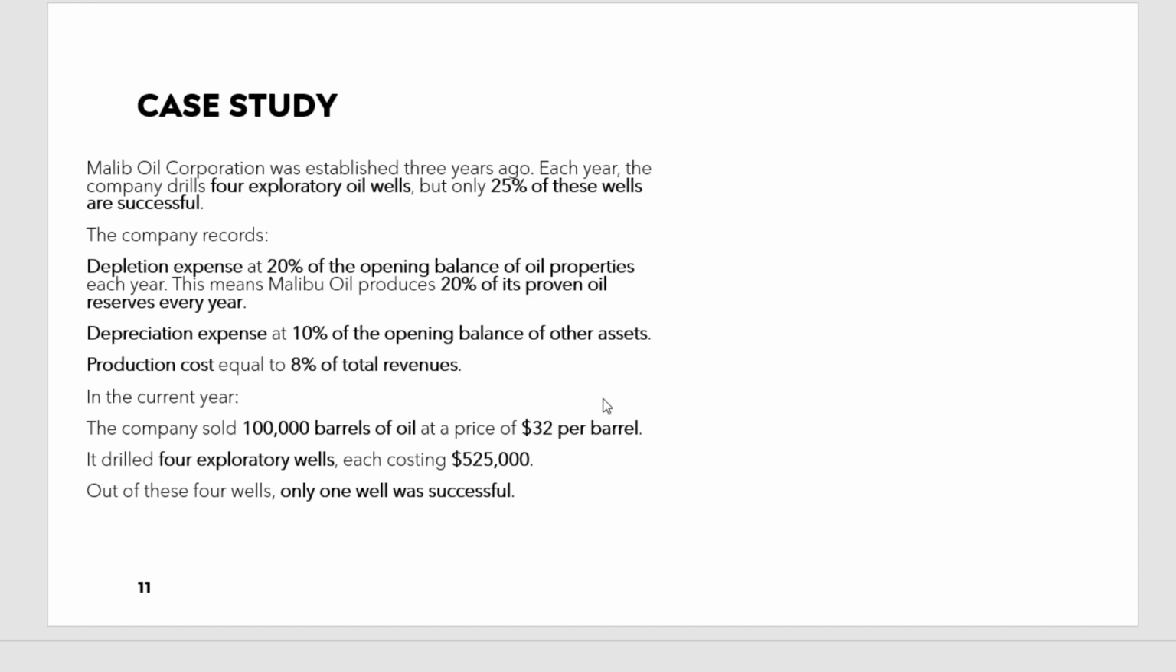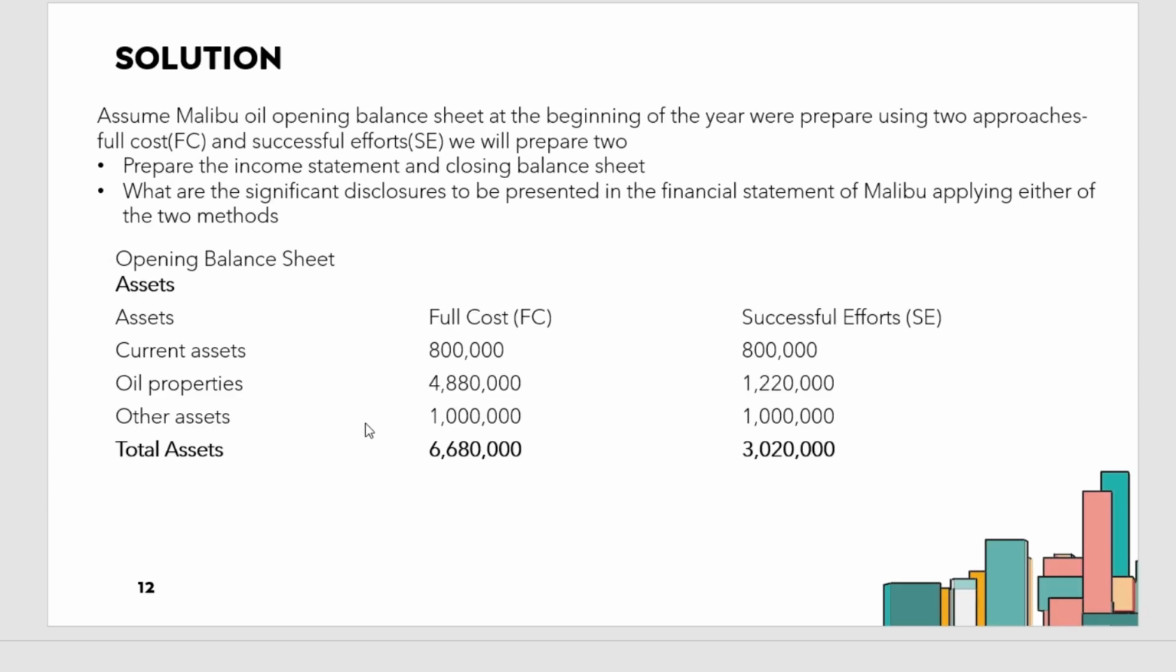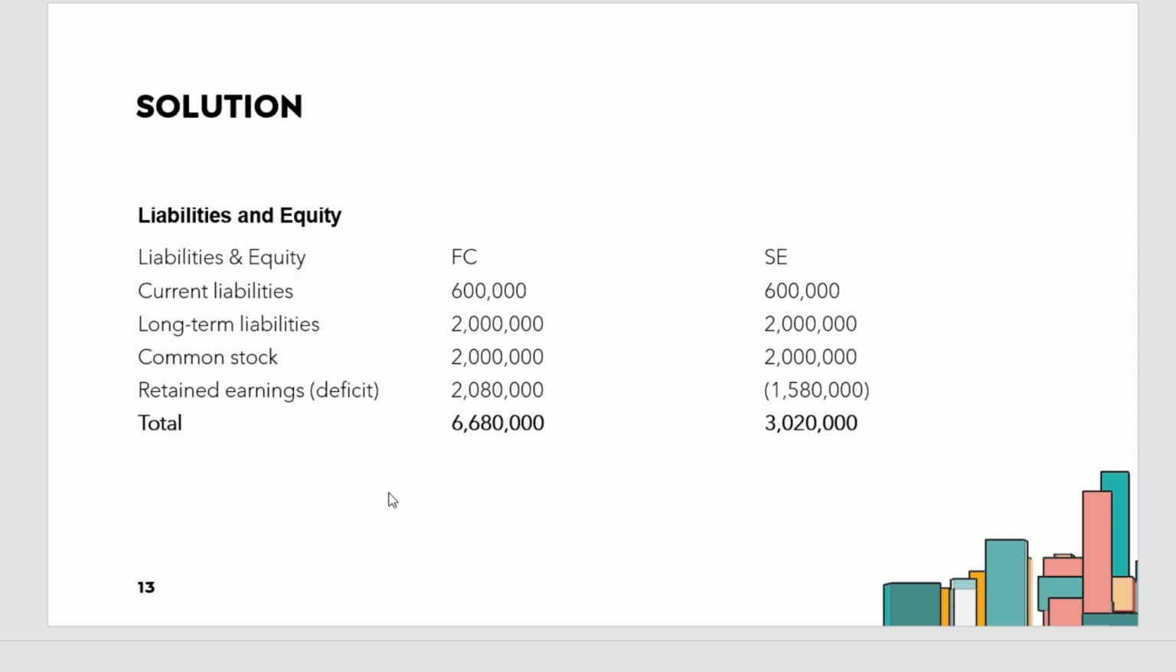Under the successful efforts method, only the successful well is capitalized. Under the full cost method, all exploration costs are capitalized. Both methods are allowed, but impairment testing and disclosure are very important. Solution: how you record assets, current assets, oil and other assets, and the liability side. You just need to remember both methods are allowed, but impairment testing and disclosure are very important.